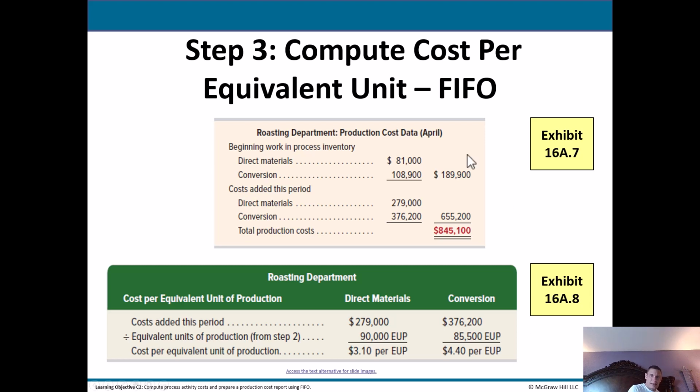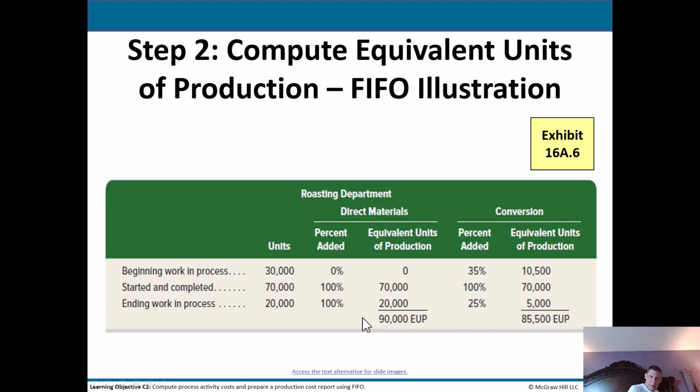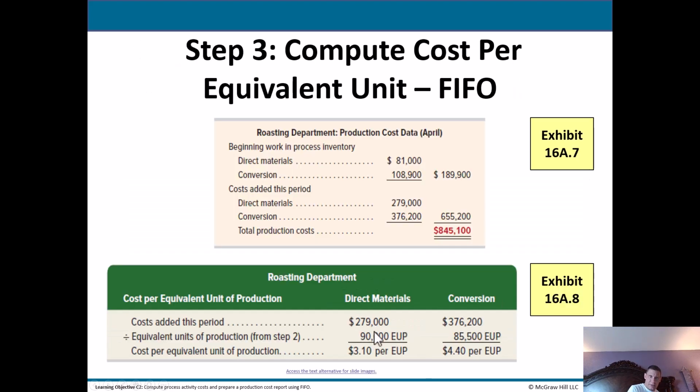All right, step 3, compute the cost per equivalent unit. Again, I think these are the same numbers they gave us before. Yep, 845.1, I remember that number. So now it's just a case of plugging in the equivalent units you got here, 90,000 for materials, 85.5 for conversion. You can see here, 90,000 for materials, 85.5 for conversion. So we get 310 per equivalent unit, and then we get 440 per equivalent unit.